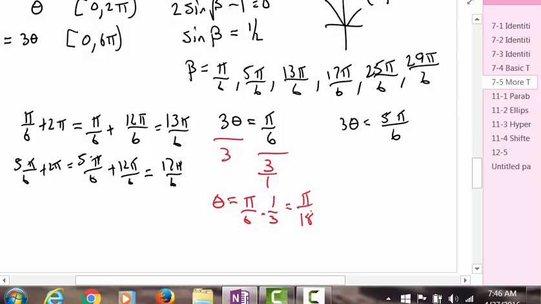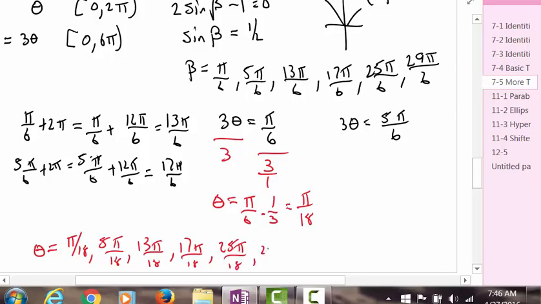Okay. So guess what's going to happen to all of our denominators? They're all going to become 18 for the exact same reason, dividing by 3 every time. So I can very quickly come in here and say, well, theta then is pi over 18, 5 pi over 18, 13 pi over 18, 17 pi over 18, 25 pi over 18, and 29 pi over 18.